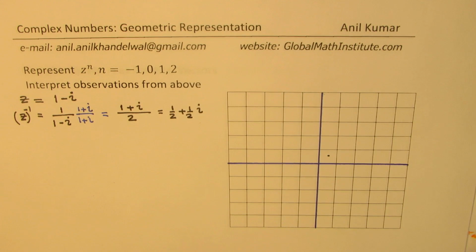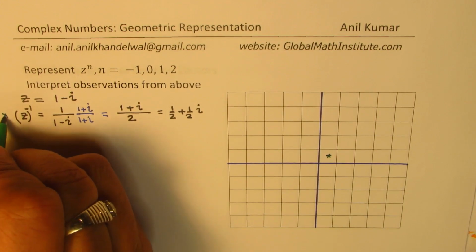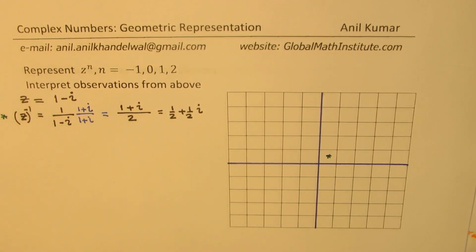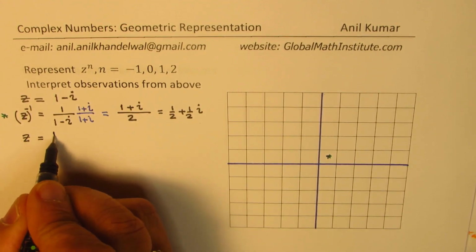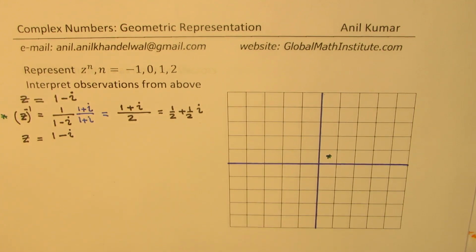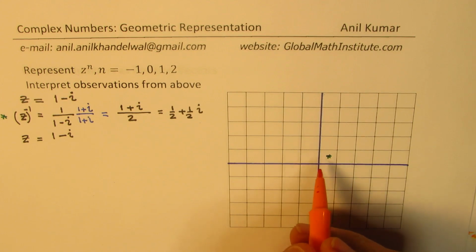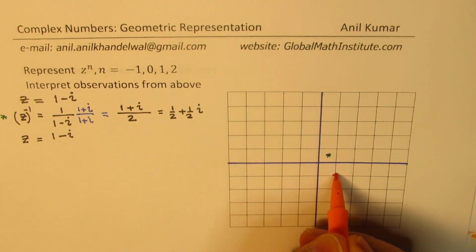Correct? So that is how we are going to represent the very first point, which is z to the power of minus 1. Now, what is z? z is given to us as 1 minus i. So 1 minus i can be represented as 1 and then minus i, right? So that becomes 1 minus i, correct?